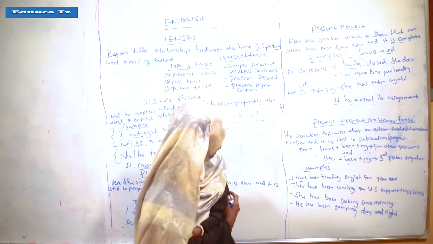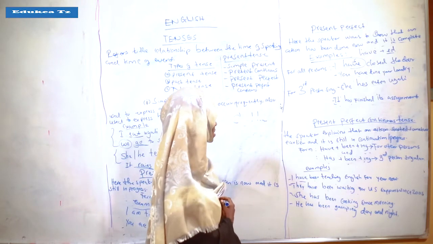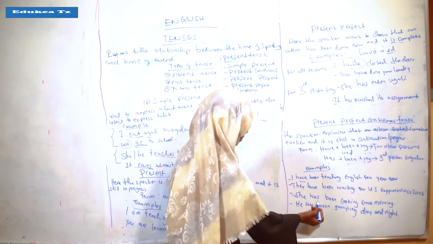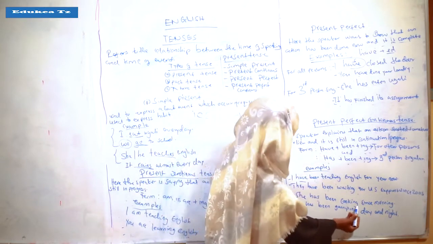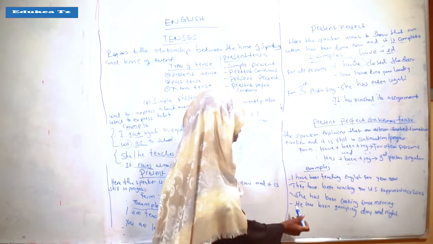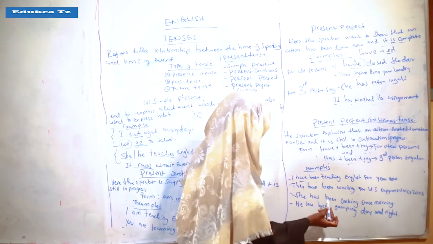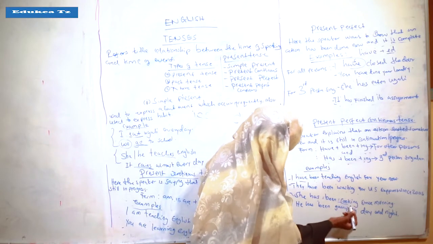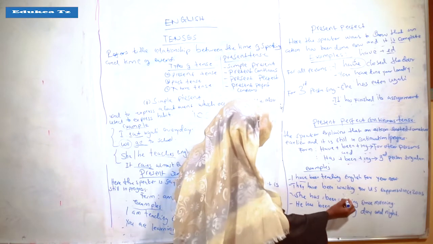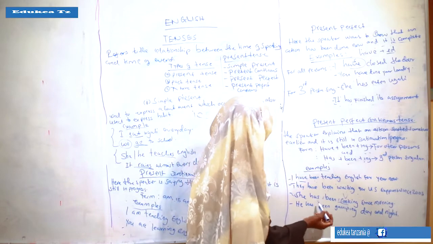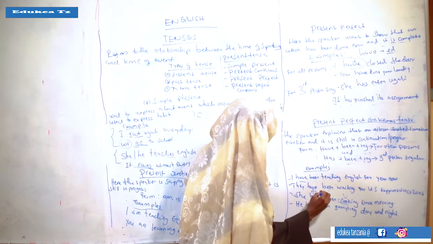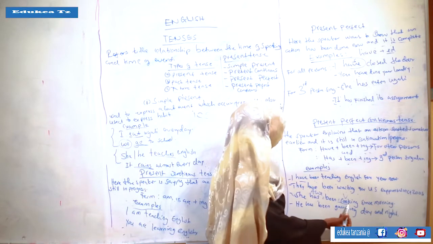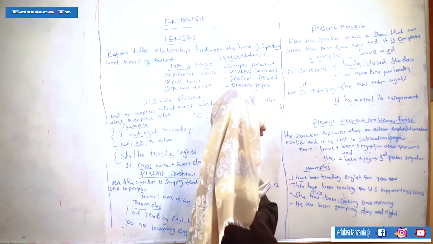The next example is she. This is the case of the third person singular. She has been cooking since morning. She has been: this is has plus been plus verb. This is our verb with ing. She has been, this is our augs. Augs means auxiliary verb. She has been cooking since morning.